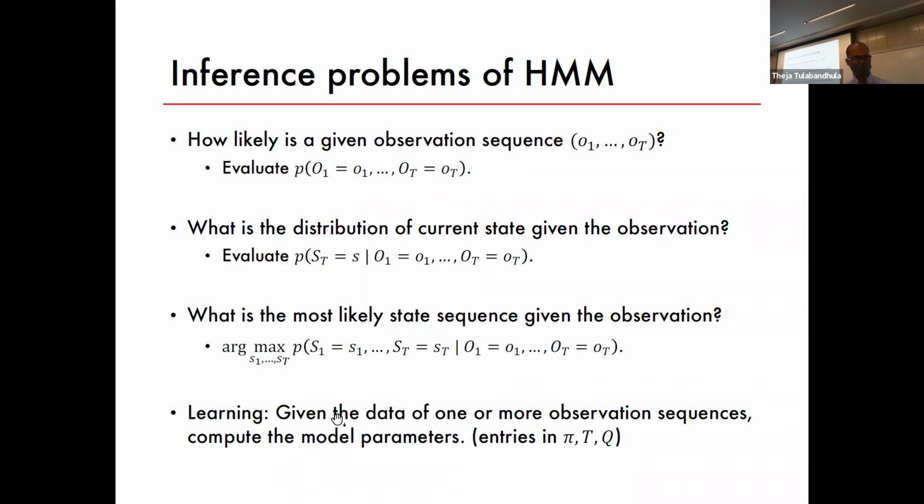The last aspect is learning. Learning is that, given a collection of sequences, like think of sentences, for example.